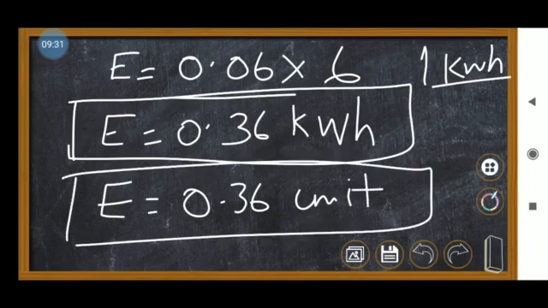Okay students, the next thing is we are moving to the exercise sums, and the first question.